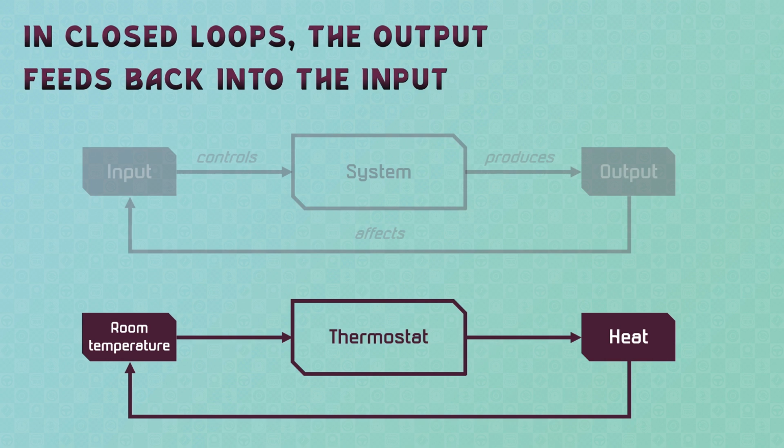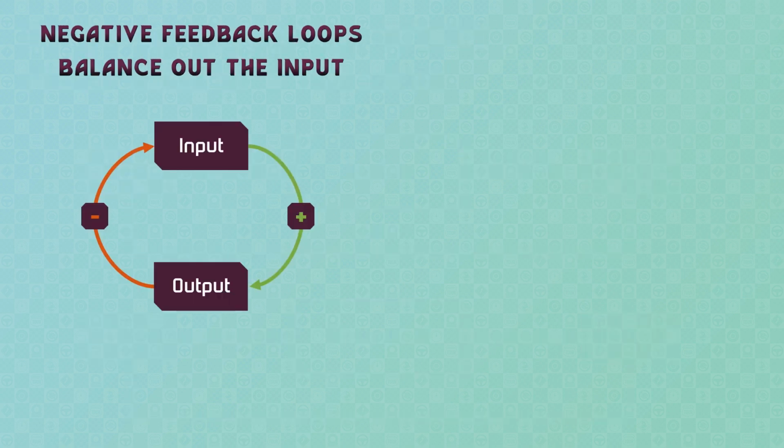And feedback loops traditionally come in two basic forms. First of all, there are negative feedback loops.